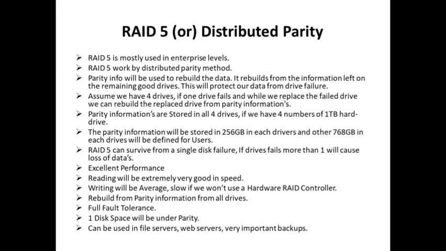Parity information is stored in all 4 drives. If we have 4 number of 1 TB hard drives, the parity information will be stored in 256 GB in each drive, and the other 768 GB in each drive will be defined for the user. RAID 5 can survive a single disk failure. Surviving a single disk failure means if one disk fails, the entire data will still be available.